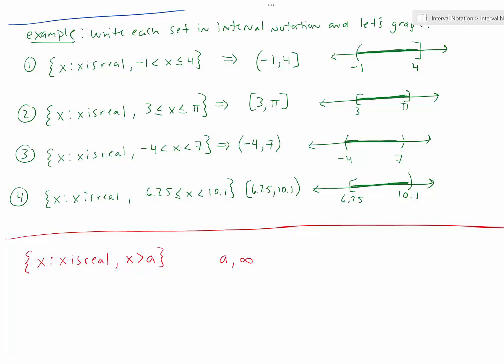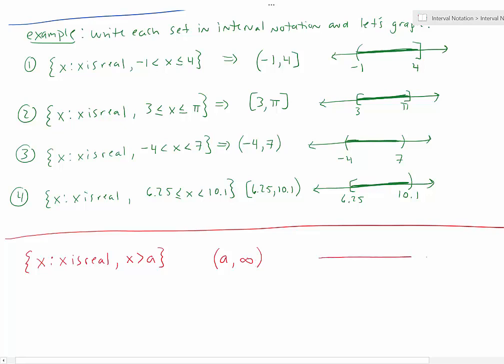Since we do not include the a, we put a parenthesis. And then, rule of thumb, you never, ever put a bracket on an infinity. You always put a parenthesis on an infinity or a negative infinity, because that is not a real number. You could approach that direction, but you can never actually get there, by definition of infinity.